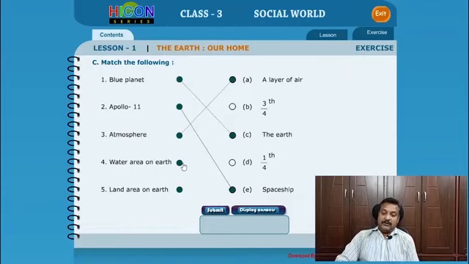Water area on the Earth: 3/4 of the Earth's surface is covered with water, and 1/4 is covered with land. So the blue planet is the Earth. Apollo 11 is a spaceship in which Neil Armstrong and Edwin Aldrin went to space, to the moon. Atmosphere is a layer of air that covers the Earth's surface. Water area on the Earth is 3/4 of the total area, and land area is 1/4.